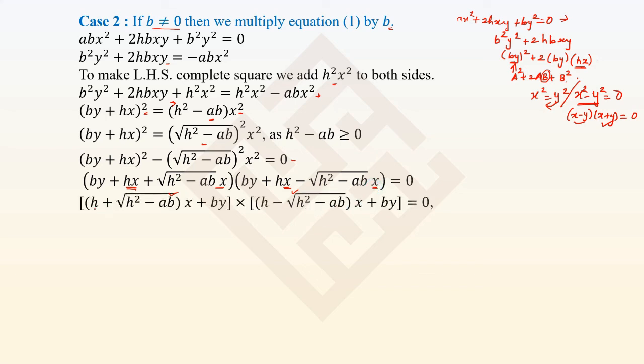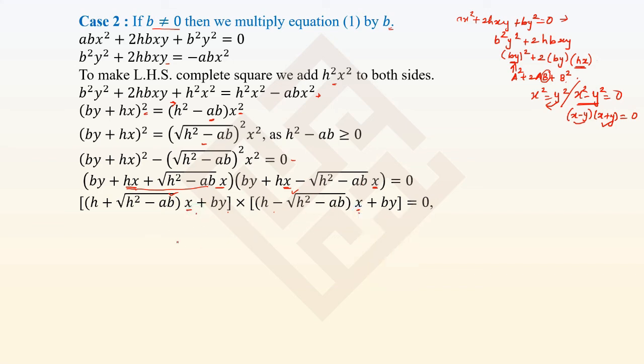So we can write the term as, this is h plus root of h square minus ab, ये दोनों टर्म में से हमने x कॉमन ले लिया, plus by, multiply by, ये दोनों में से भी हम x कॉमन लेंगे तो होता है h minus root of h square minus ab into x plus by is equal to 0. So now if you look at these two terms, अगर हम ये टर्म्स देखें तो वापस हमें मिला multiplication of two terms is 0. So you can say either the first term is 0 or the second term is 0.